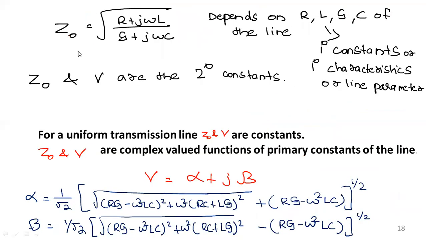Now we have seen that Z0 is equal to the root of (R plus j omega L) divided by (G plus j omega C). That is, Z0 depends upon R, L, G, and C. So R, L, G, and C are called the primary constants. If you're not familiar with that, primary constants, you can also call them primary characteristics, or even line parameters. We have already seen this in the introductory section.